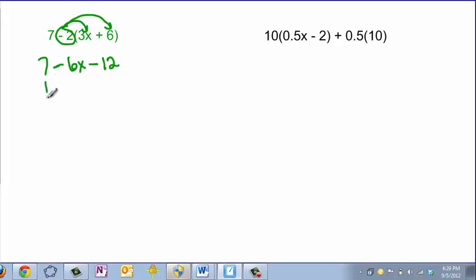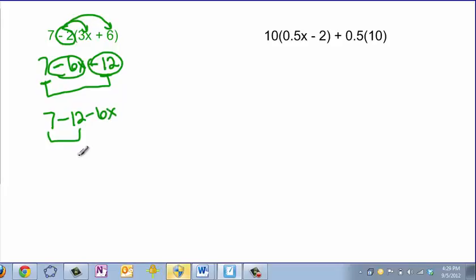And then I have like terms again, which are constants, but they're not next to each other. So if it helps us, we're going to write 7 and then take the sign, minus 12, and then minus 6x. There's my like terms. 7 minus 12, remember you can subtract. The difference between 12 and 7 is 5, but 12 is larger, so it's negative 5 minus 6x. And that would be our final answer.